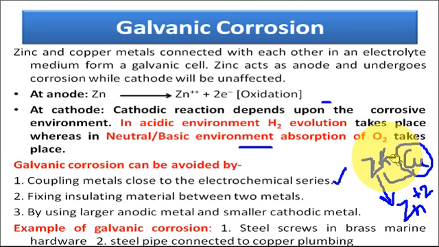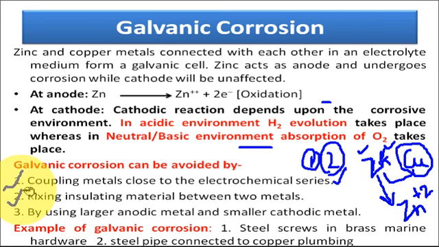That means the difference in electrode potential of both the combining metals, metal 1 and metal 2, should be as small as possible, because as the difference between the electrode potentials of these two metals is less, the tendency to oxidize the anodic metal becomes less. Therefore, we must select two metals which are closer in the electrochemical series to avoid galvanic corrosion.